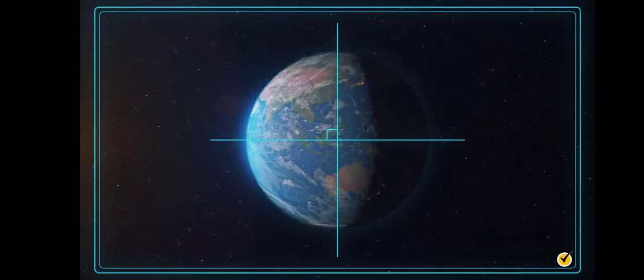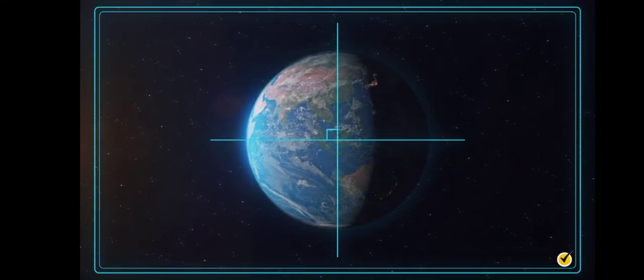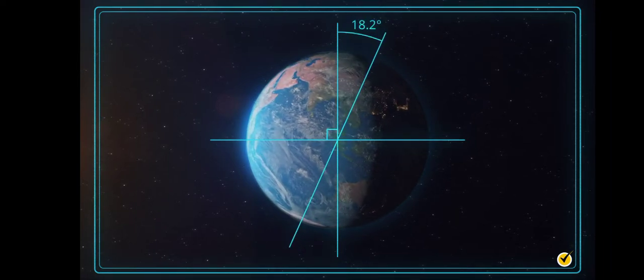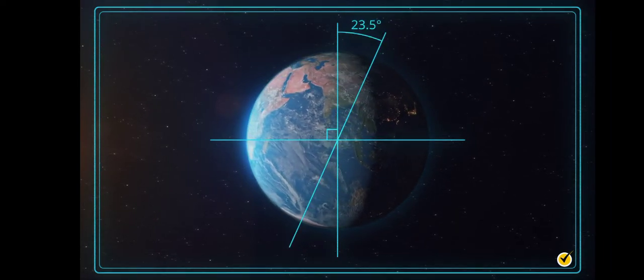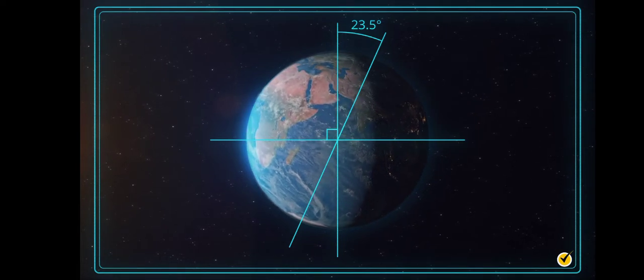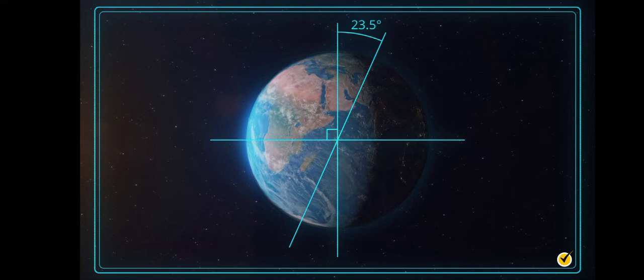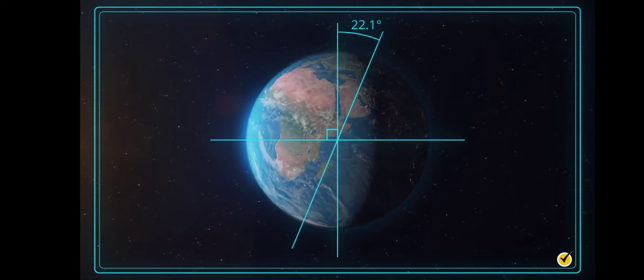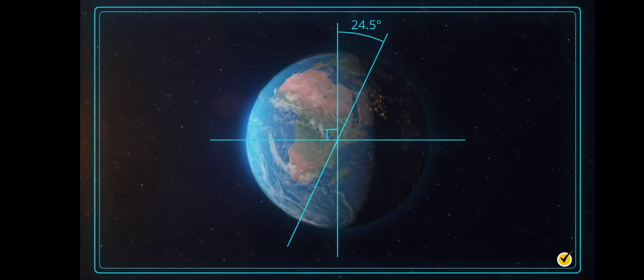However, Earth's axis isn't straight up and down like a top. It's angled at 23.5 degrees. At least it is right now. Over the course of about 40,000 years, this angle will cycle between 22.1 degrees and 24.5 degrees.